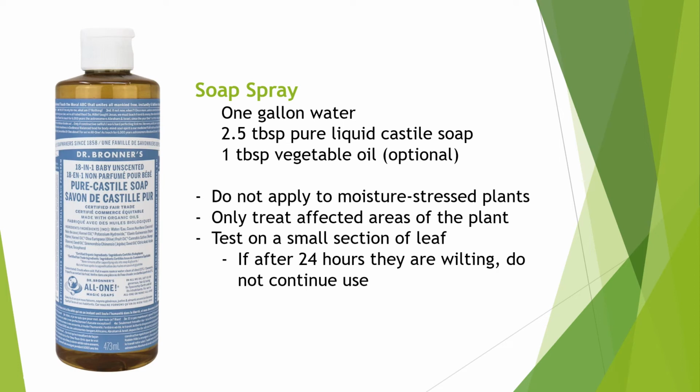So when you apply it, you might see a little bit of wilting. So what you want to do is a sort of skin test, where you would test a new product on one small portion of your arm. You're going to want to apply the soap spray on just one small leaf or two leaves and just see how the plant reacts before you spray it all over the place.